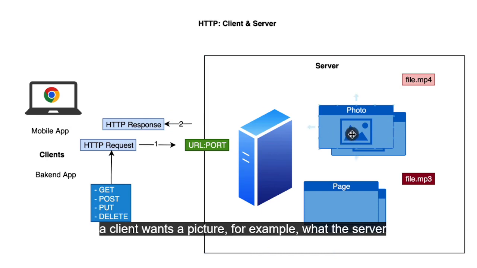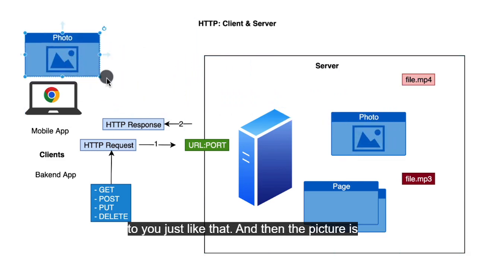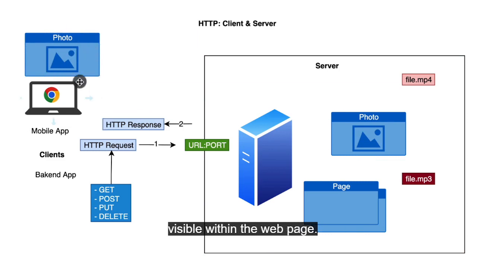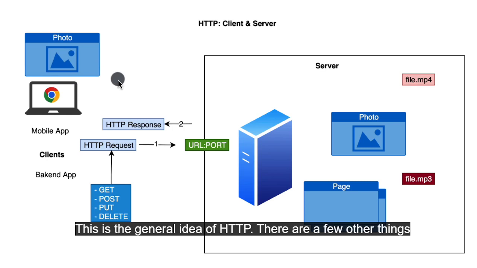So if the client wants a picture, for example, what the server will do is, all right, so you want the picture, let me give it to you, just like that. And then the picture is visible within the web page. This is the general idea of HTTP. There are a few other things that we need to cover, but if you have any questions, please do let me know.